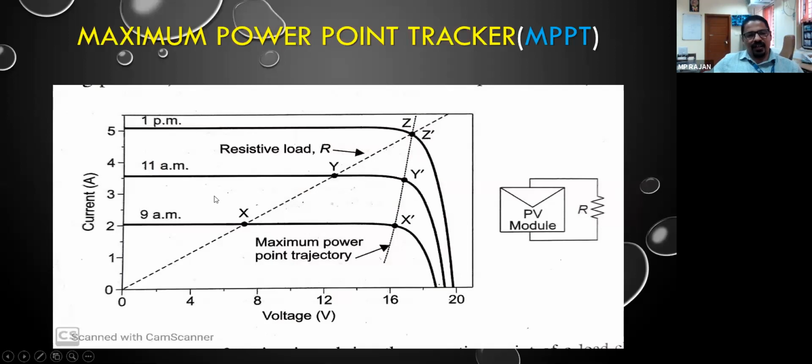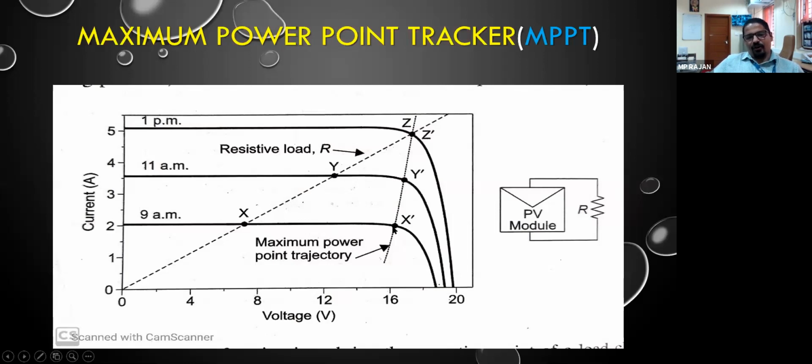So here you can see the voltage is less and the current is less. Whereas if you select this point Y dash, you will get some more voltage, higher, and some more current. So rather than going for the point Y, if you select Y dash, you will get more maximum utilization of voltage and current. The operating point should be at Y dash.